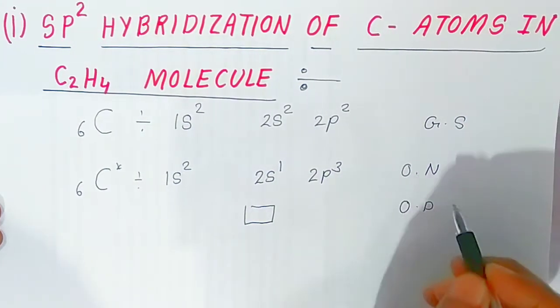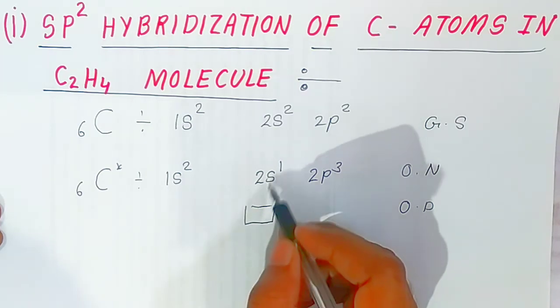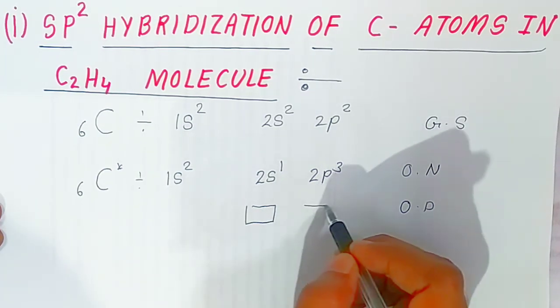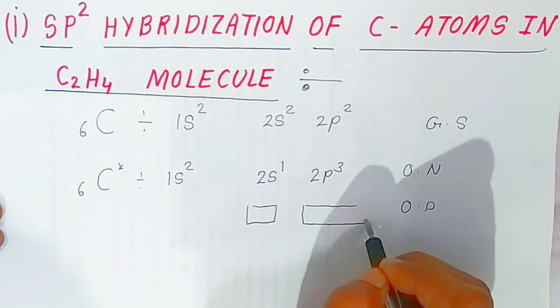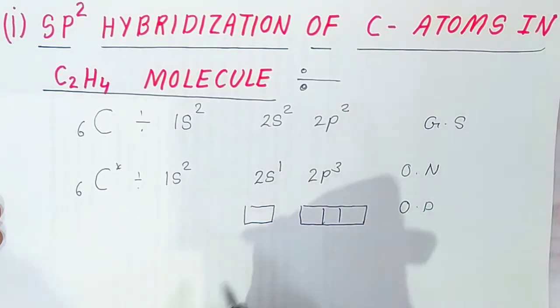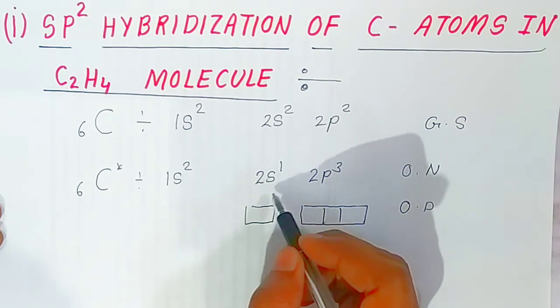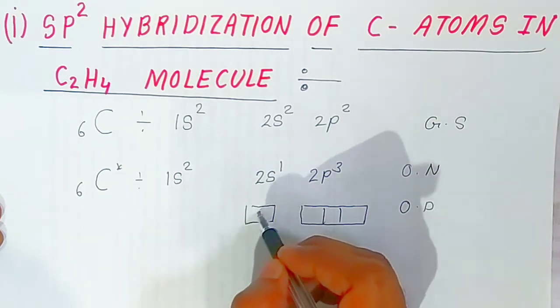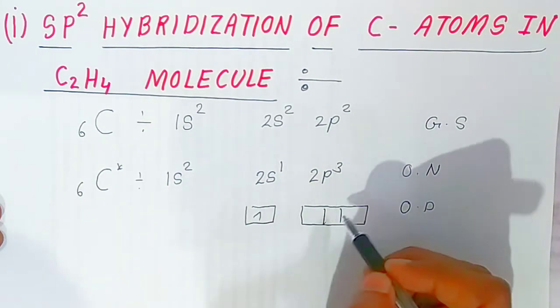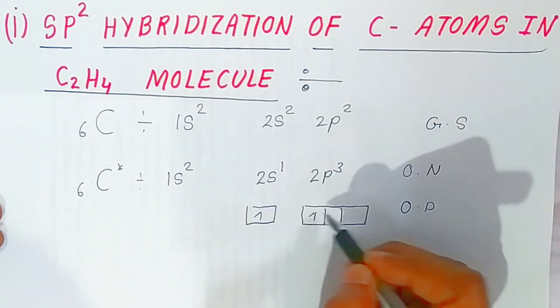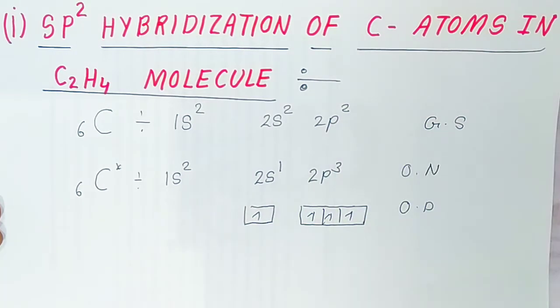When you are writing the orbital diagram, there is only one s orbital and p has 3 subshells. Okay students, we are going to put the electrons: 2s having 1 electron, so we put it like this. 2p3, the p orbitals having 3 unpaired electrons, so we distribute the electrons like this.